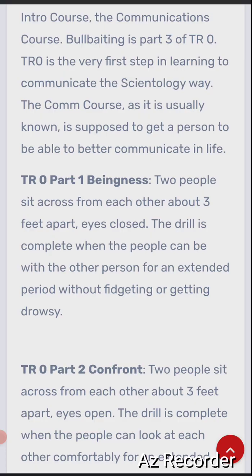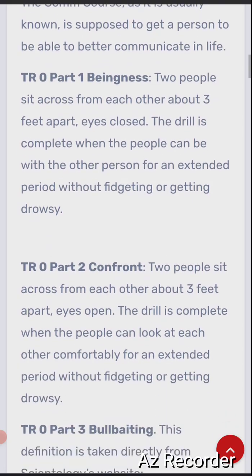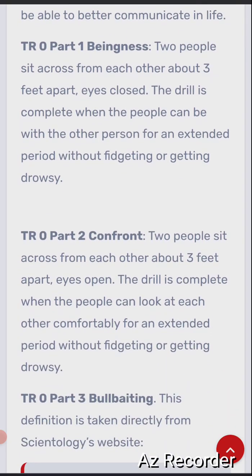The COM course, as it is usually known, is supposed to get a person to be able to better communicate in life. That's why they don't talk to anyone that's not a Scientologist, right? TR 0, Part 1, Beingness. 2 people sit across from each other, about 3 feet apart, eyes closed. The drill is complete when the people can be with the other person for an extended period without fidgeting or getting drowsy. Tell me that's not weird, you guys.